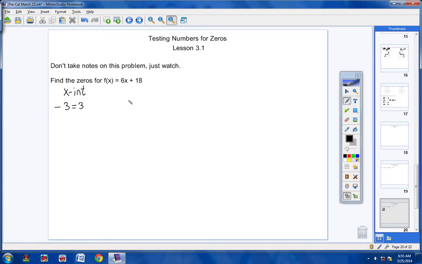Remember, I told you not to take notes, just listen. Can we turn this problem around, please? Did I put a 3 here? I'm sorry, it doesn't make any sense. Why did I do that? Negative 3 equals x. There we go.